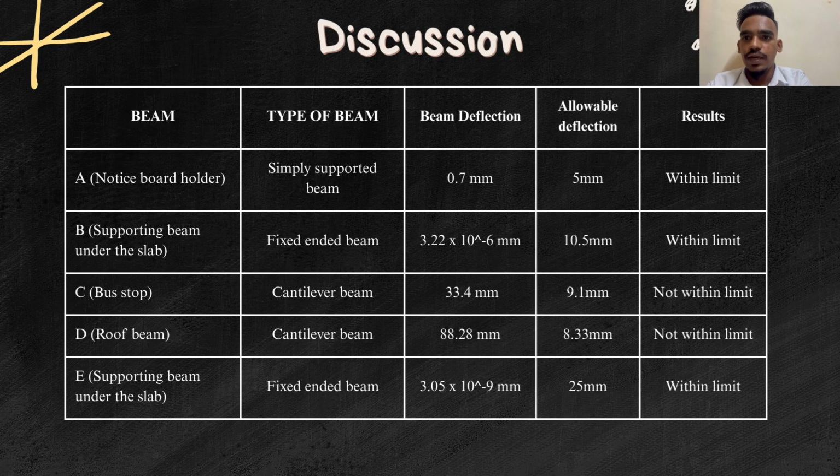In this study, we analyzed the deflection of 5 beams with different support types. Beams A, B, and E, which are simply supported or fixed-ended, had deflection well within their allowable limits, indicating safe performance. However, beams C and D, both cantilever beams, show excessive deflection beyond acceptable limits. This suggests a need for structural improvement or reinforcement to ensure safety and serviceability.